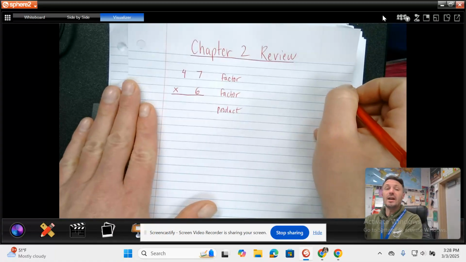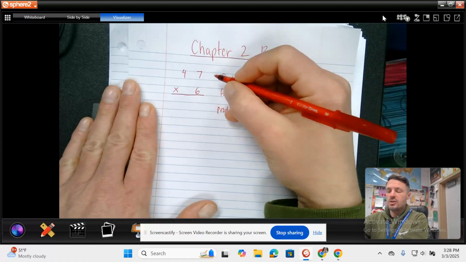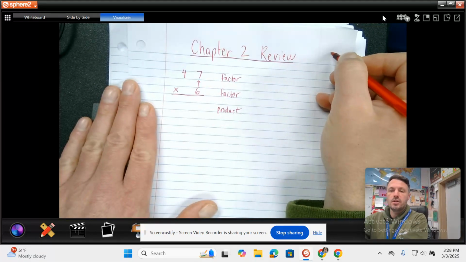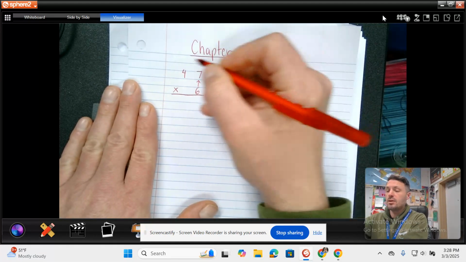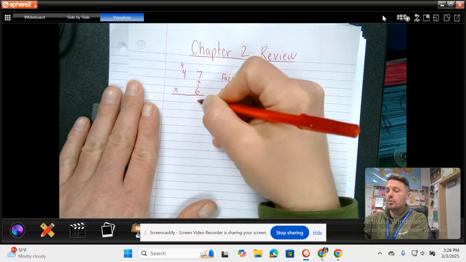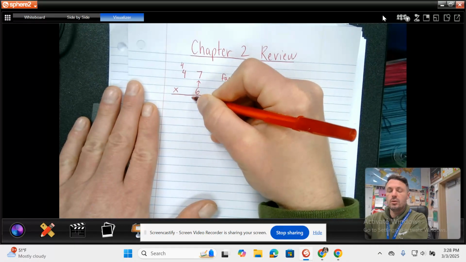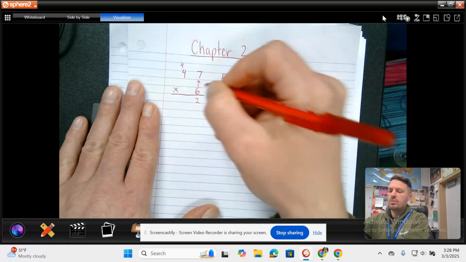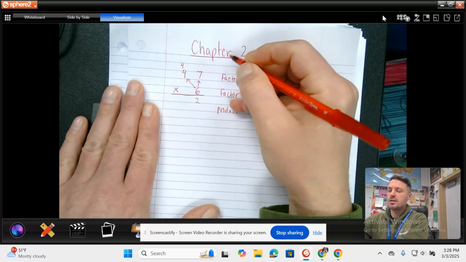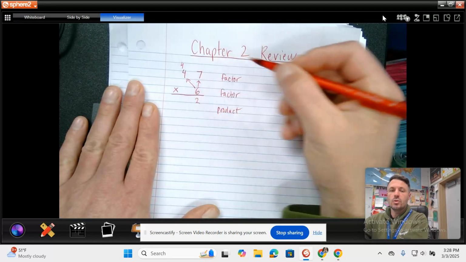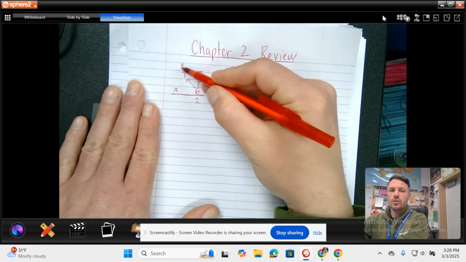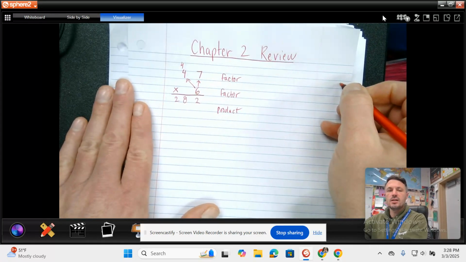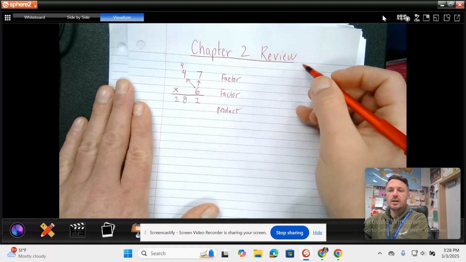But how do we actually find that product? Here's how. We start by multiplying the number on bottom by the ones place of the number on top. So it's 6 times 7 equals 42. We can't fit 42 in the ones place here, so we carry the 4 up above the tens place. Then we multiply that 6 by the tens place on top. 6 times 4 is 24, and we add that 4 that we carried, and we get 28. And that's the answer. So that's a one-digit number multiplied by a two-digit number.